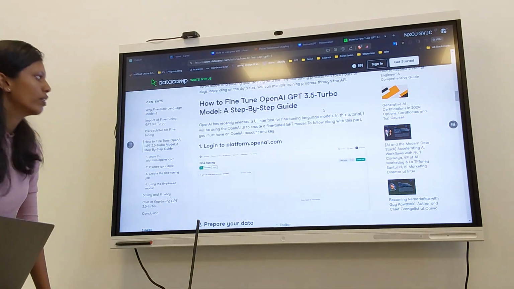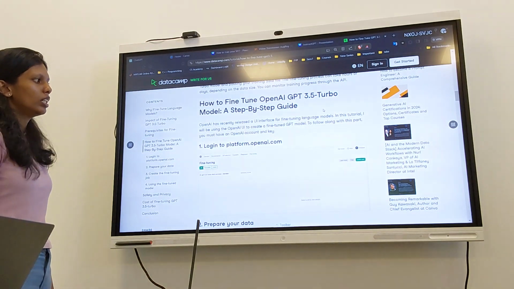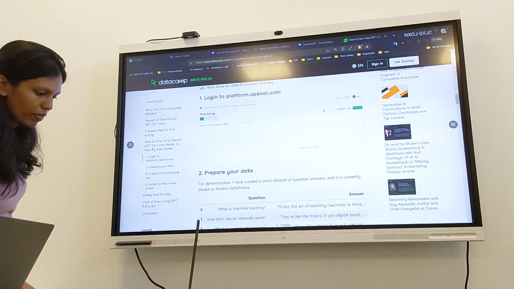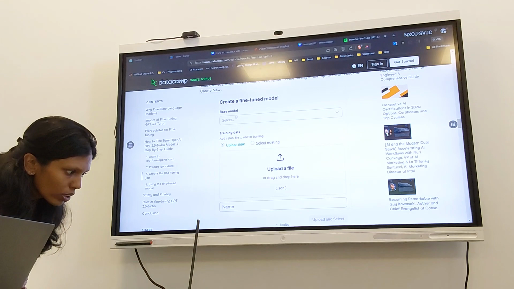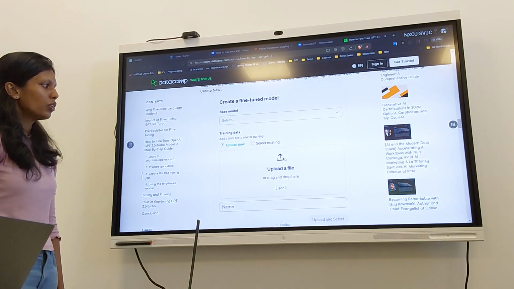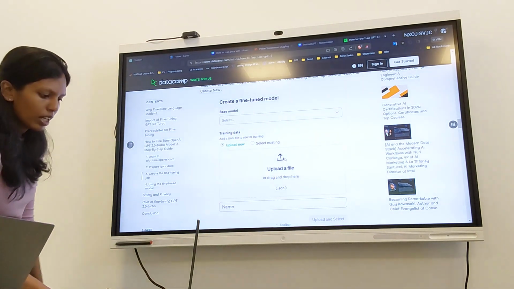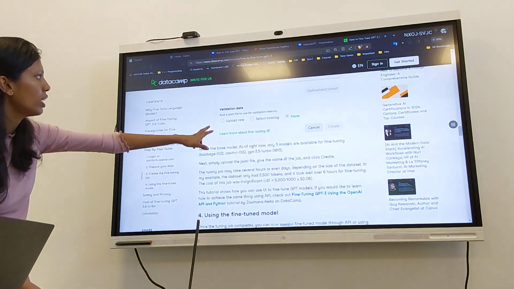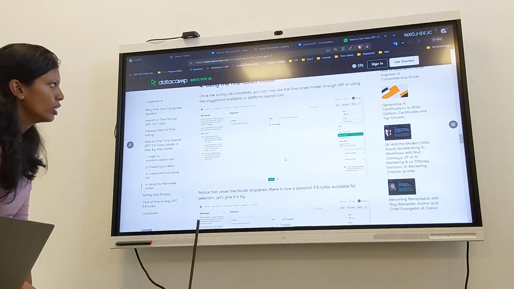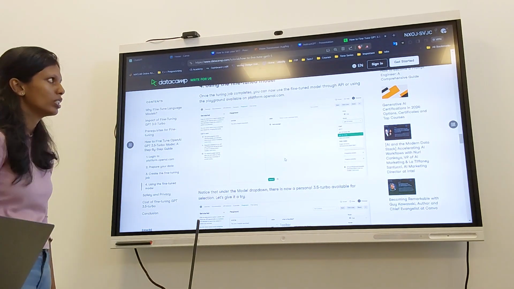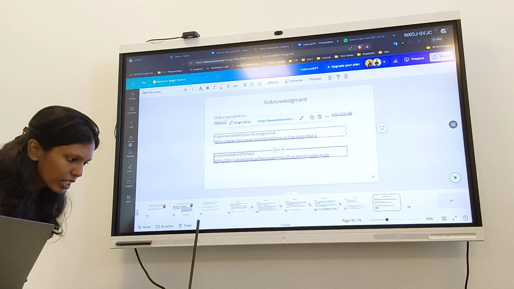We can use the OpenAI playground to fine-tune the models as well. We just have to submit the data set, so you can see here, this is what we get in the OpenAI playground. We submit the data set, select the model that we need, and give the validation data as well if you need, and then just do the fine-tuning. For this also we have to have a paid account, so I was not able to test this out.